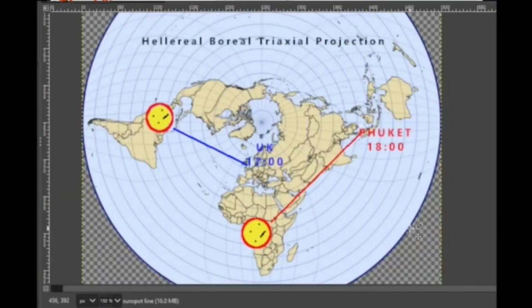Now, these observations fit perfectly well with the idea that we're on a level Earth watching a small local sun orbit above the Earth between the tropics or above the equator. And so I've taken this heliareal boreal triaxial projection and put the locations and where the sun appeared at those observation times. Now, it really doesn't matter what kind of projection you use. This is not a flat Earth map per se.